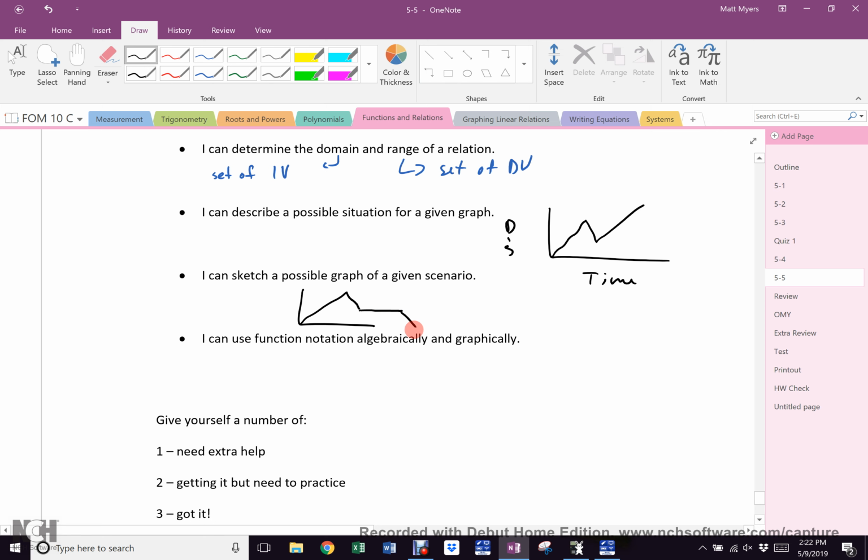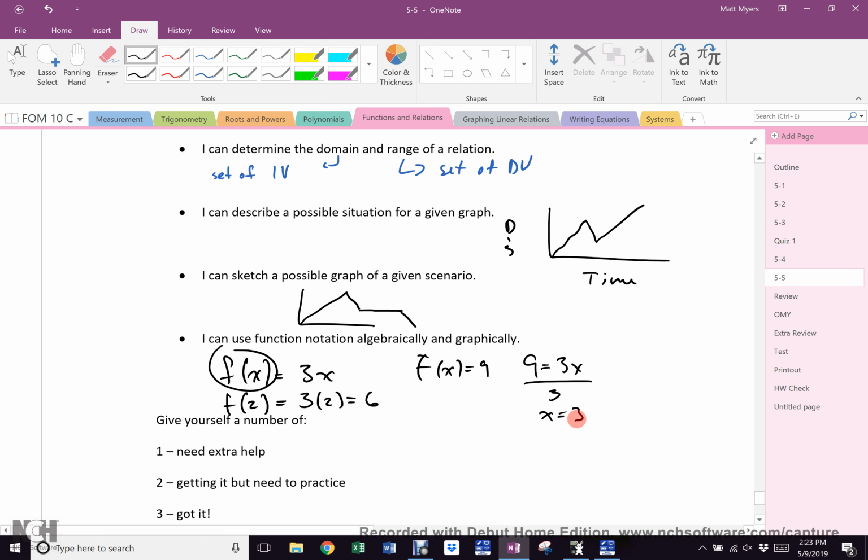Everyone can do that? And lastly, function notation. Can you all do this with algebra? That's numbers. So if I tell you the f of 2, what is it? 3 times 2, which equals 6. What if I tell you the f of x equals 9? Where does that 9 go? It replaces all of that. So 9 would equal 3x. Divide by 3 and x would equal 3.